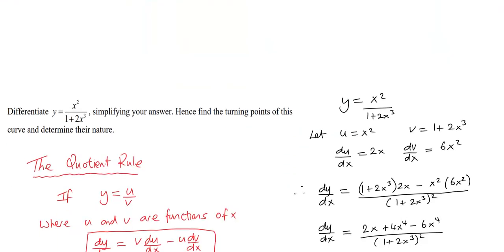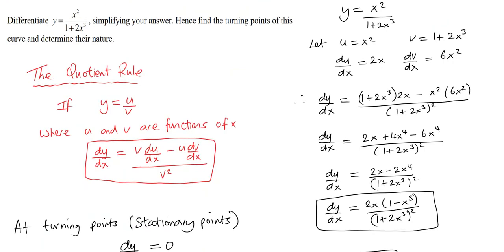Okay, well, we're going to have a look at a typical sort of exam question that involves the quotient rule, finding a turning point or stationary point. Now you can tell it's a quotient because y is equal to a function of x divided by another function of x. Okay, and so to find the turning point, we need to find out what dy by dx is.